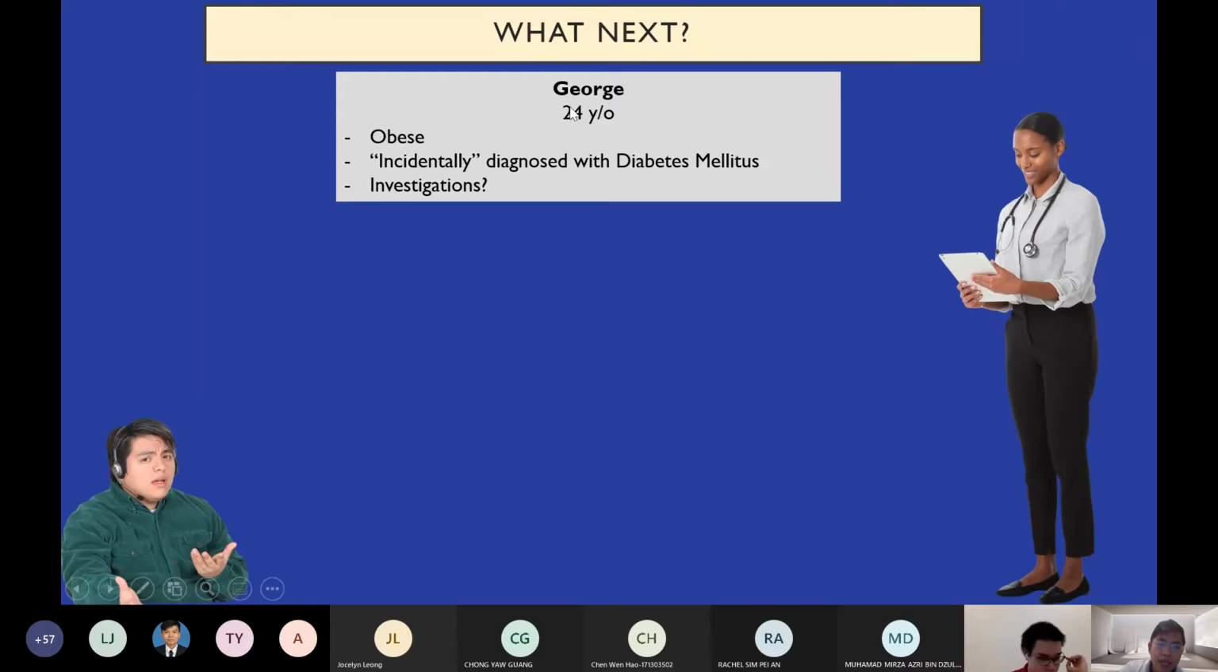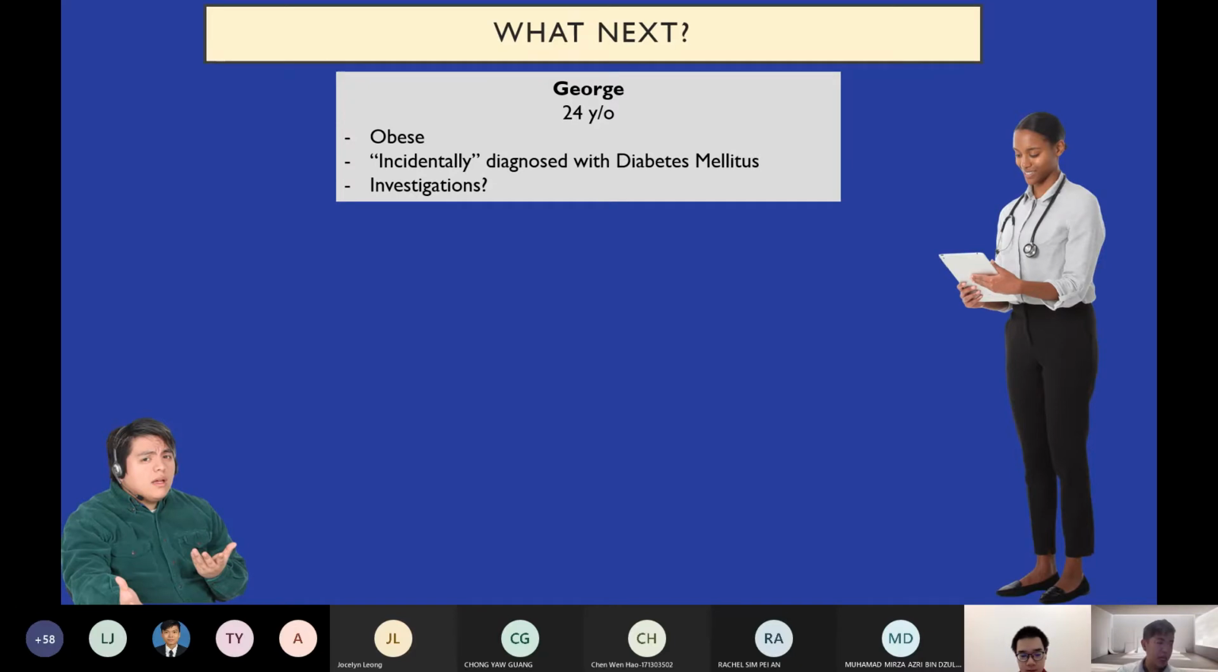So moving back to our case, we have Mr. George, who is obese, and he was incidentally diagnosed with diabetes mellitus at a routine general health screening. Now, what are the next investigations that we need to do? Can anyone answer? HbA1c. Okay, what else? What is HbA1c? Glycated hemoglobin levels. And what does that indicate? Indicates the patient's blood glucose control over the past 3 months. Okay, all right. What else?